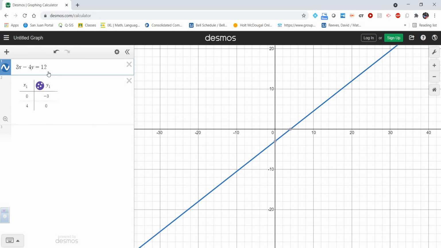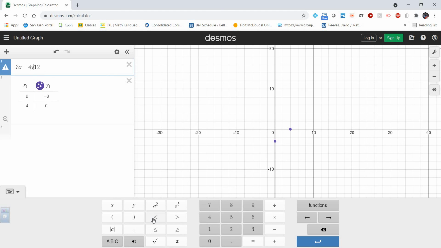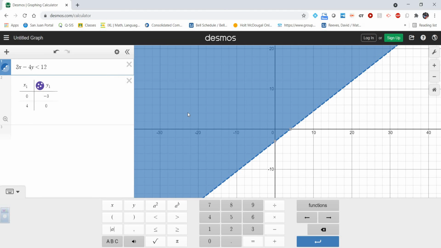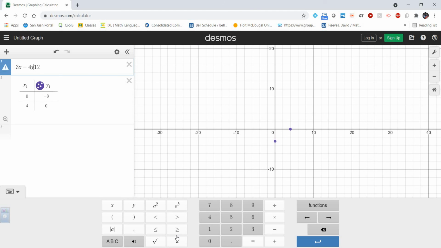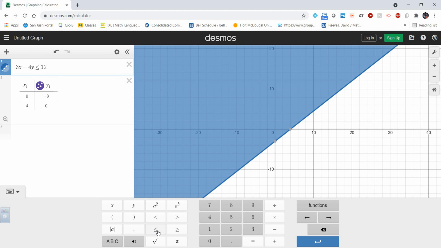Okay, in fact, we can check it now. Let's go to this inequality and change it from an equals to a less than. You can see they actually all go above it. And just like with inequalities in slope-intercept form, if it is less than or greater than, you're going to get a dashed line. If instead I change that to less than or equal to, now I have a solid line.